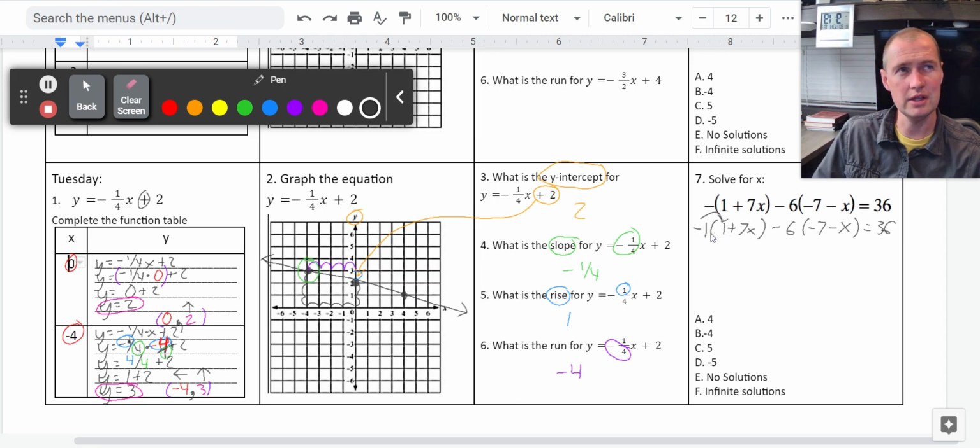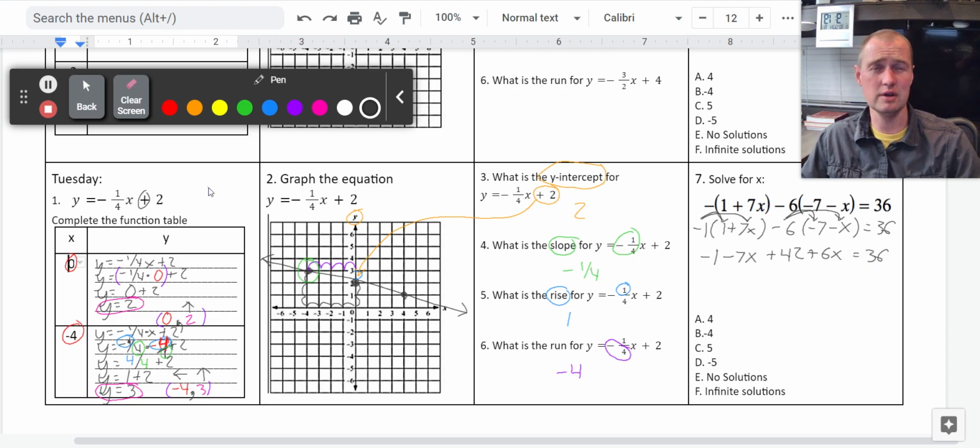All right, next step, I'm going to take my first value. I got negative 1 times a positive 1, which is negative 1. Keep going until the parentheses have closed, which means they close right here. Negative 1 times a positive 7 is negative 7x. Negative 6 times negative 7 is plus 42. And negative 6 times negative x is plus 6x equals 36. We still haven't touched the 36. We've been leaving it alone.